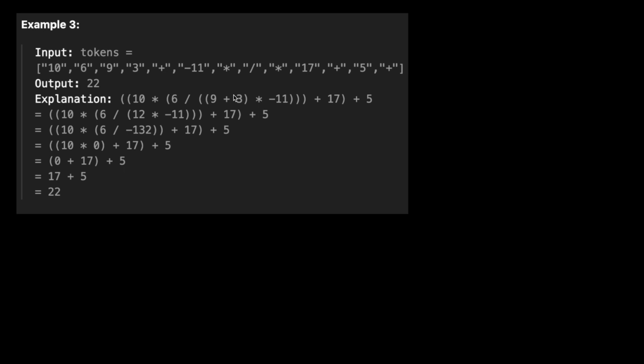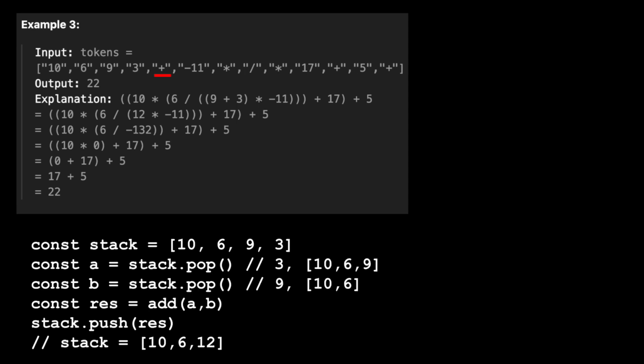So let's look at a longer example. This is example 3, and this is the token input, the tokens that they've given to us. Now we can already spot a couple of operations, but we're going to do exactly what we did just now, from left to right, iterating through all the variables. We see a 10, we push the 10 into the stack. We see a 6, push the 6 into the stack, 9, 9 into the stack, 3, 3 into the stack, and then we have a plus sign. What do we do when we see the plus sign? Well, we have to just pop the last 2 values.